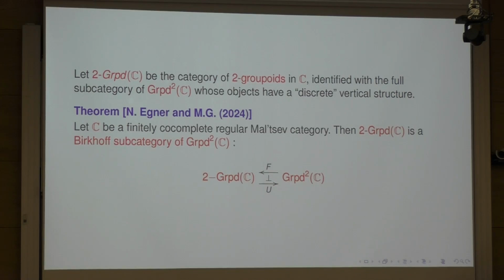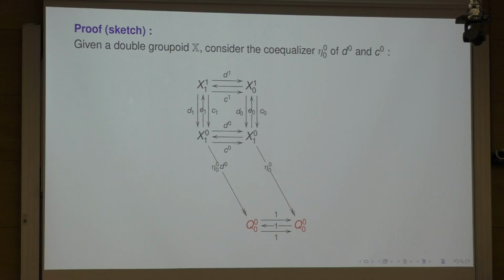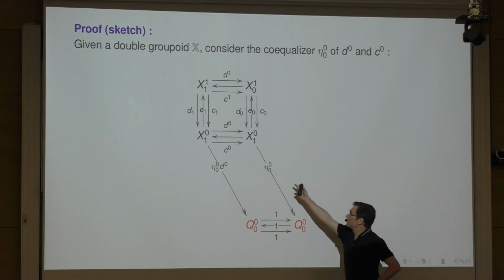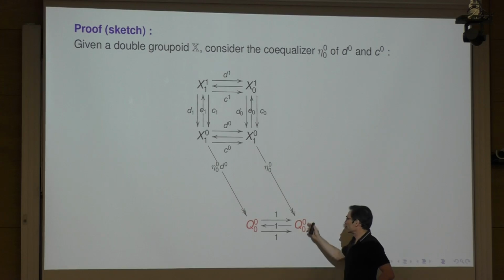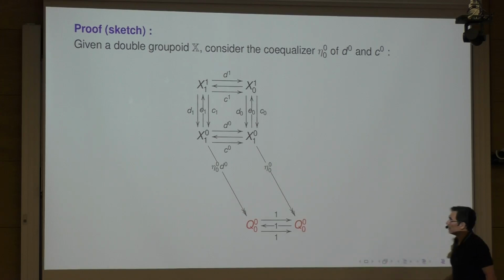And I shall now just explain how the reflector works in this Maltsev context. So if you start with a double groupoid, which is depicted behind, so X, then you take the co-equalizer eta 0,0 of D0 and C0, and you take the discrete groupoid on the quotient Q 0,0. You can think of this as the connected component of the groupoid X0,1.